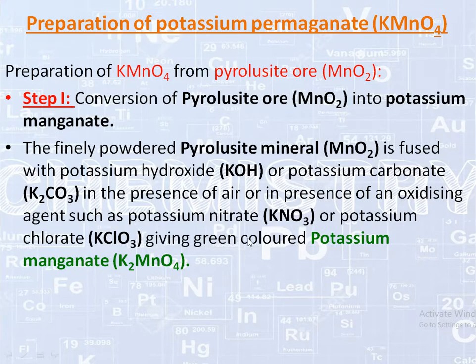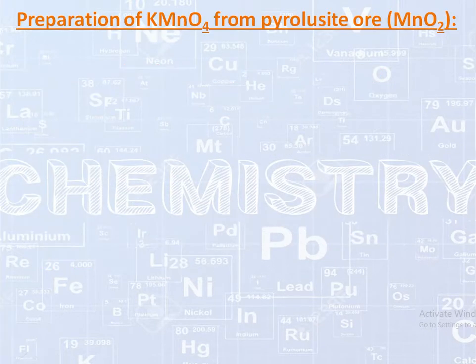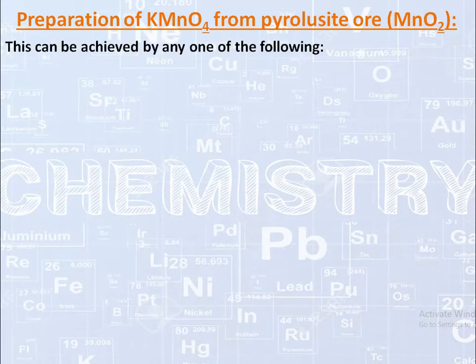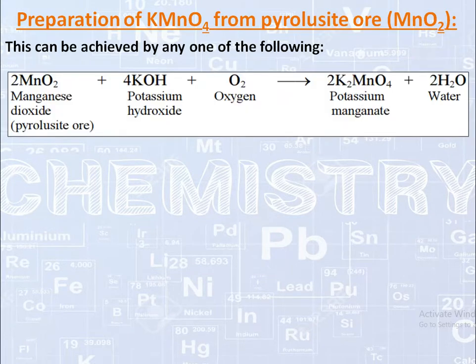which gives green colored potassium manganate, that is K2MnO4. So first step is conversion of pyrolusite ore into potassium manganate, that is K2MnO4, which is green in color. So there are 4 reactions given for the conversion of pyrolusite ore into potassium manganate. You can select any one out of 4. So step 1 can be achieved by any one of the following.